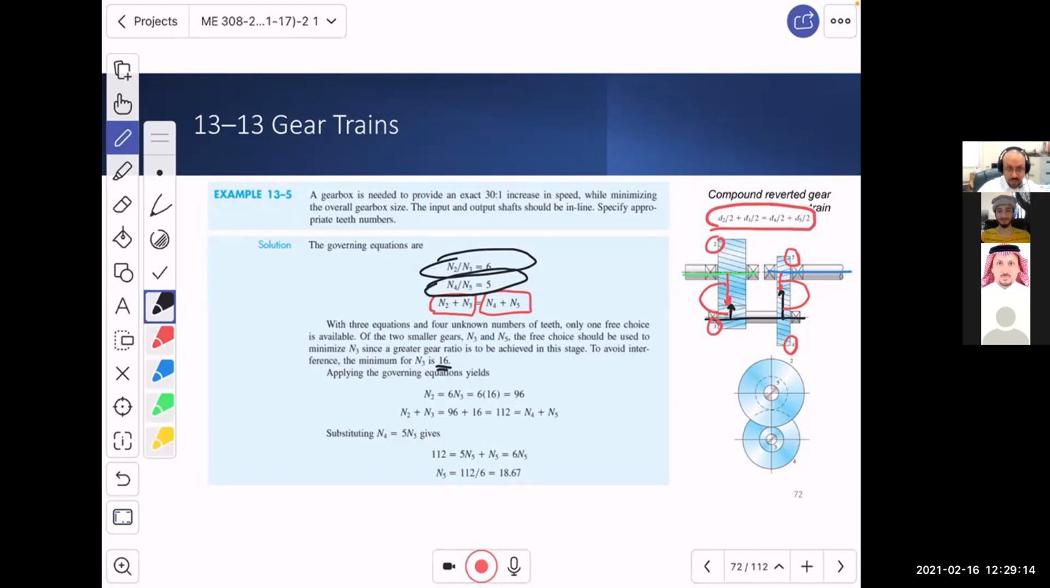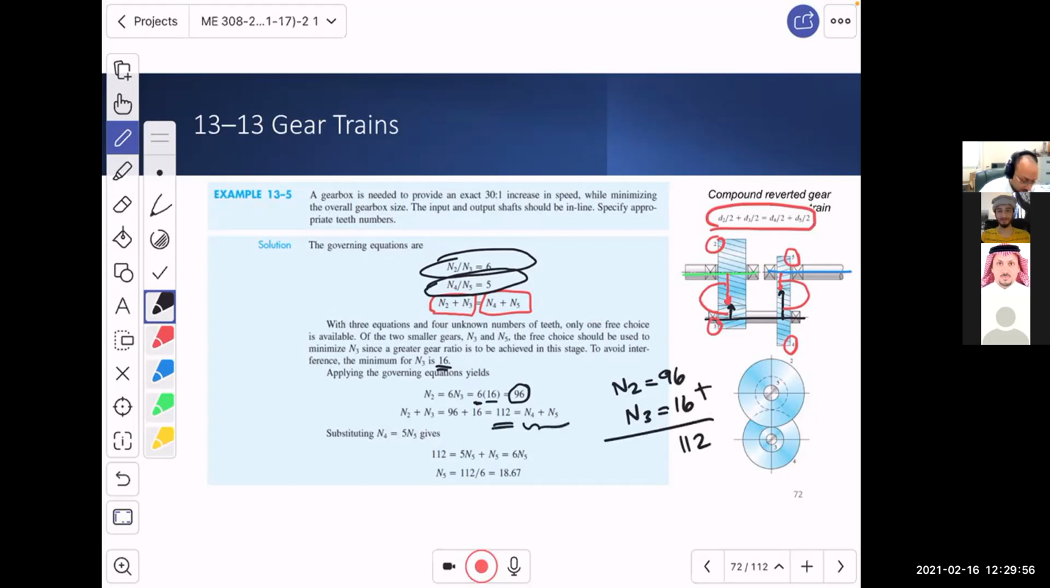So if that happened, then I know, just as we did before, that the ratio 16 by 6 equals 96. Good. But this time, look what happened. When I know that N2 is equal to 96, and I know that N3 is equal to 16, then I have to add them. And this is going to add up to 112. And when I add them up, this 112 must be the same sum as for N4 plus N5.